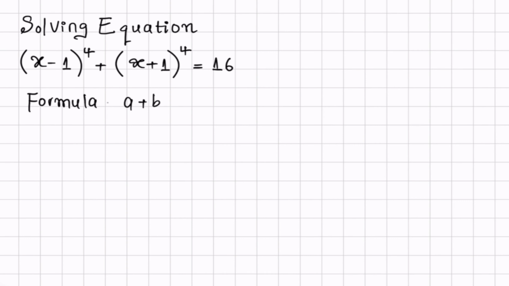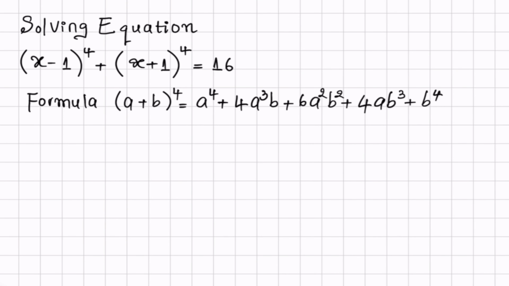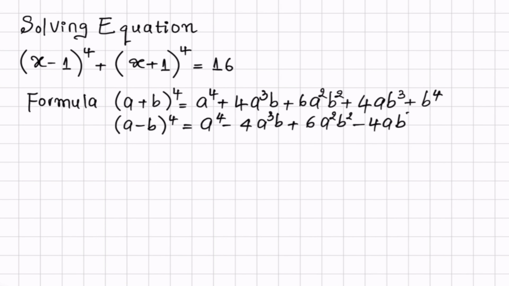Formula: (a + b)^4 will be equal to a^4 + 4a^3 b + 6a^2 b^2 + 4a b^3 + b^4. And (a - b)^4 will be equal to a^4 - 4a^3 b + 6a^2 b^2 - 4a b^3 and then + b^4. Okay, so we are going to use these two formulas.